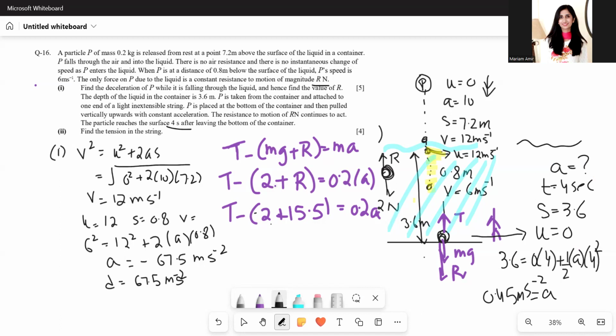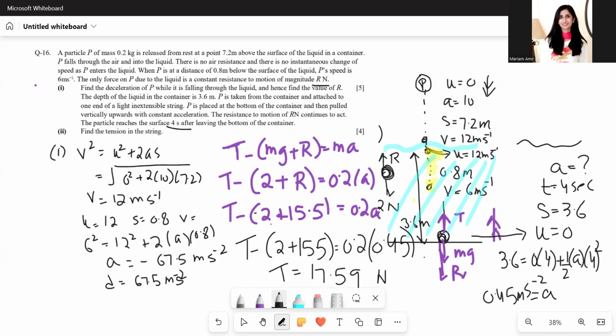Okay, now acceleration is known. Let's substitute it here and get tension. Okay, let's calculate this. 0.2 into 0.45 plus 2 plus 15.5, which gives 17.59 as the tension in the string.